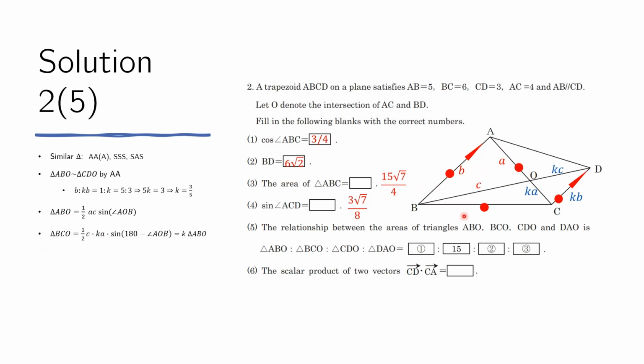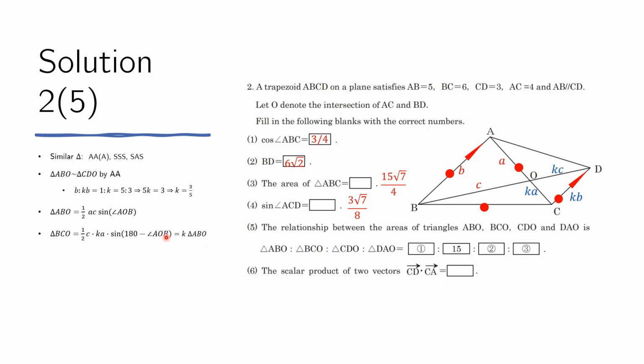Now, what about for the next triangle, BCO? Let's use again the same formula. So we have 1/2 times one of the sides, this side times this side, so that's Ka, times the sine of this angle. But this angle is actually supplementary to the angle AOB, which we already used in the area of ABO here. If they're supplementary, then this is 180 minus the angle here. That's why we have it here.